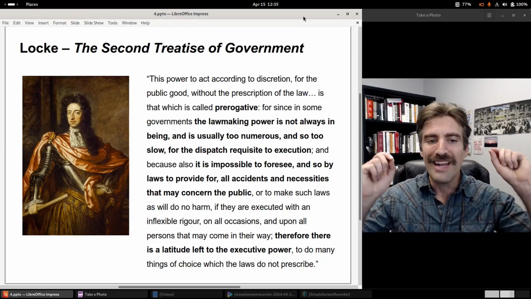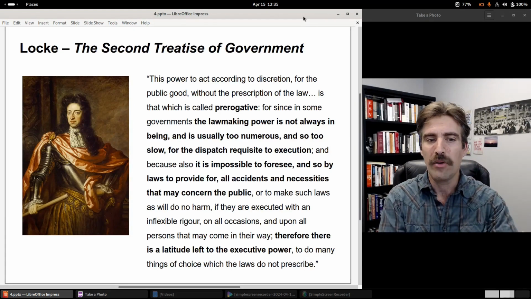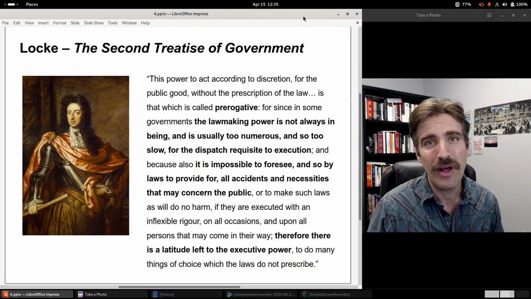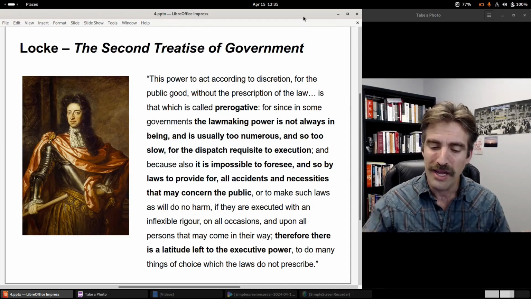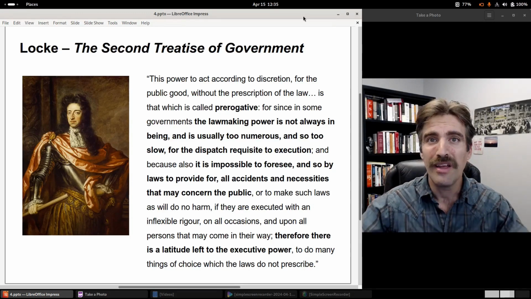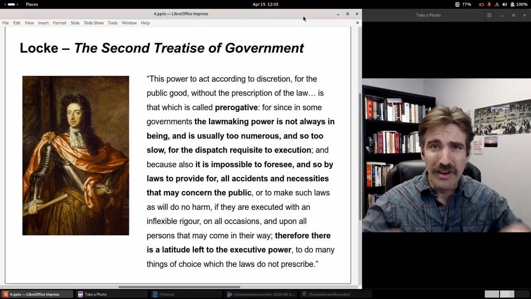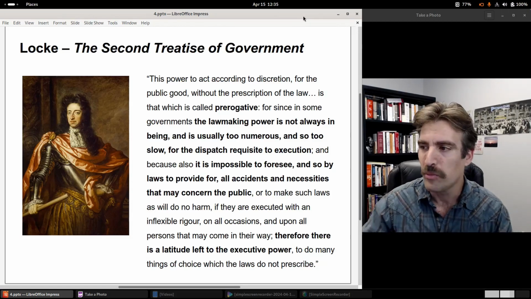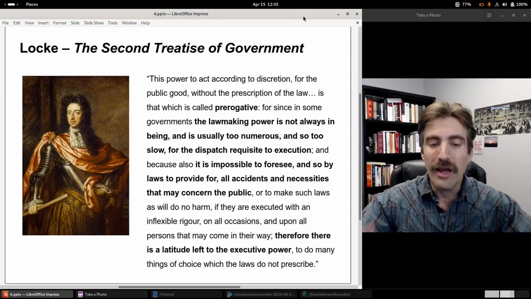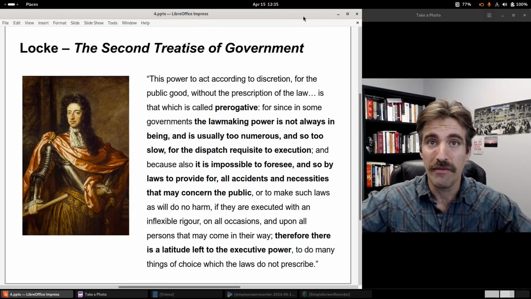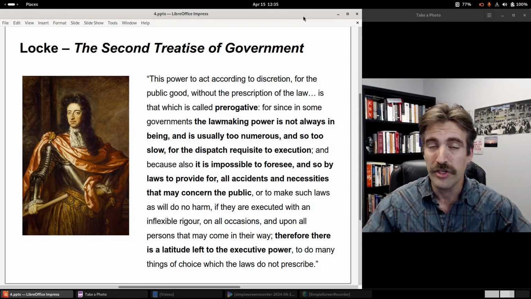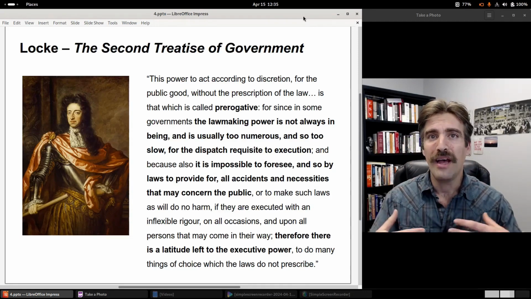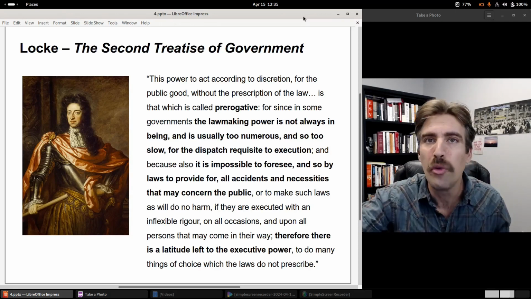Therefore, there is a latitude left to the executive power to do many things of choice which the laws do not prescribe. A great example of this executive power would be the fact that the commander-in-chief is the president of the United States. Congress declares war, or they ought to constitutionally declare war. We haven't declared war since World War II. Congress declares war. Congress is also in charge of the funding for the military, the budget appropriation. However, as commander-in-chief, the executive has authority and power over troop movements, for example.